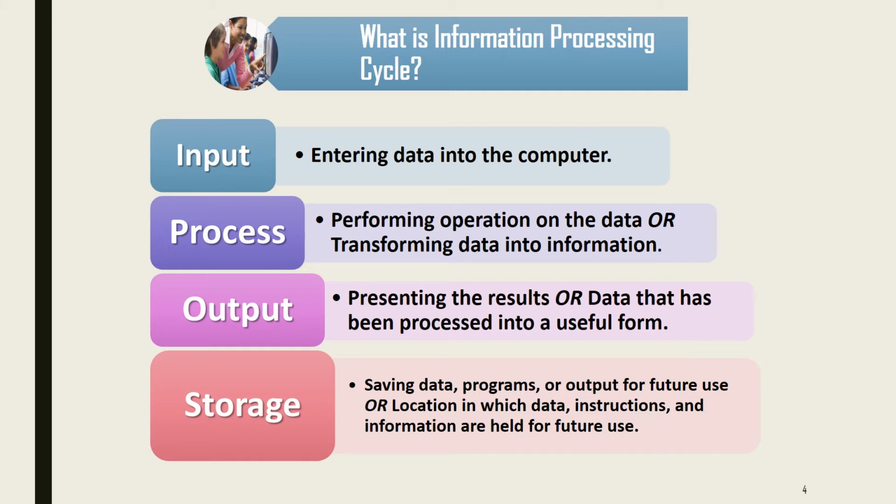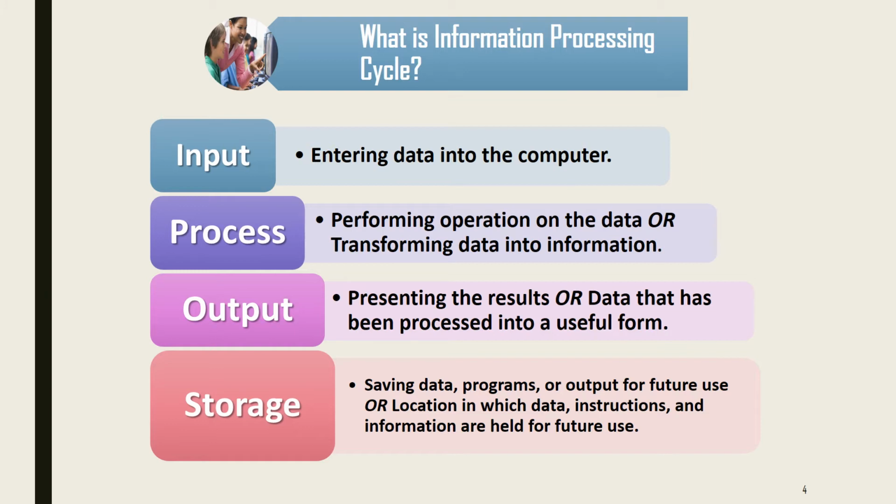Based on the definition of a computer just now, we can see that a computer involves 4 basic information processing cycle activities, which are input, process, output, and storage. Please take note of the definition of each activity involved in this information processing cycle.